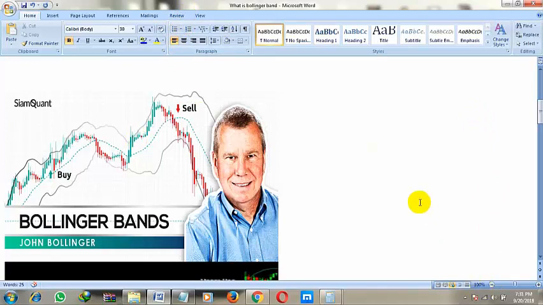So the prices are high when they hit the upper band. As you can see here, whenever it hits this upper band, you can say that prices are high. You should not be buying here. You should not be buying here, okay?